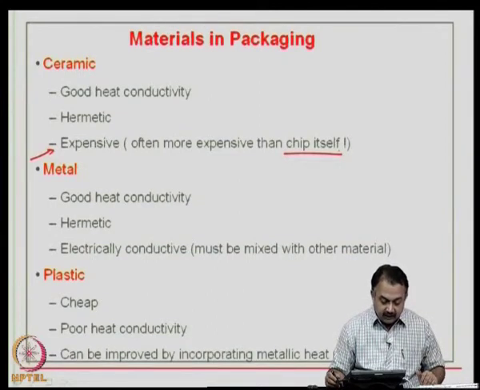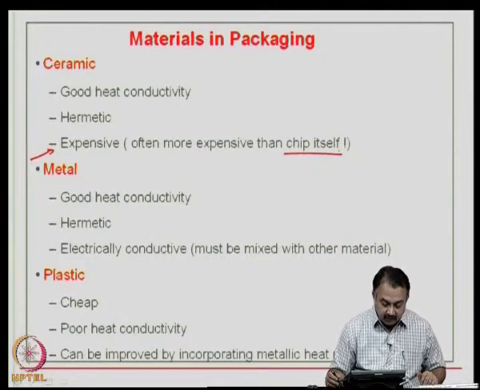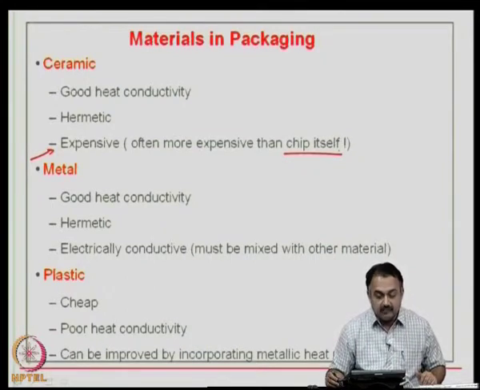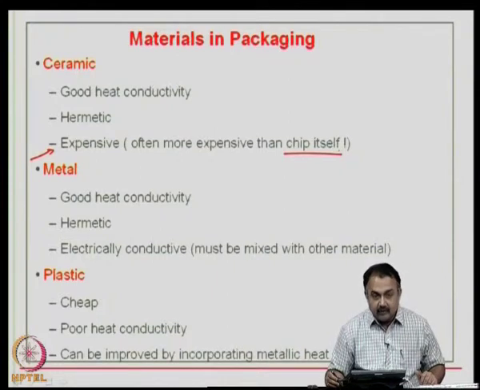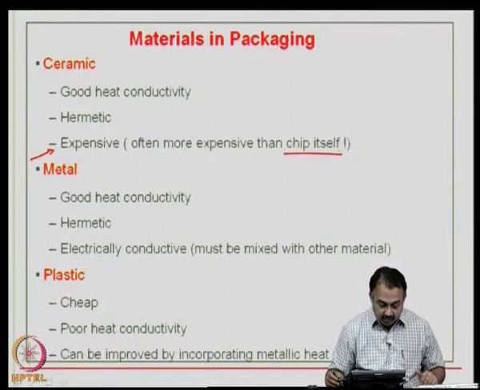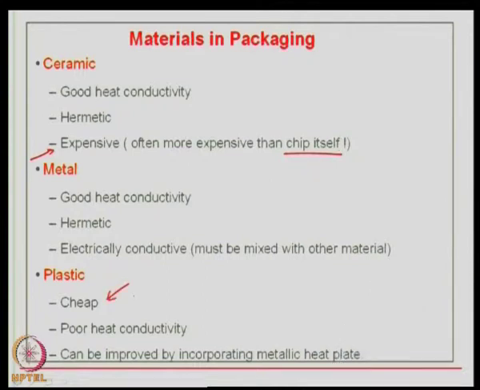Metal packages have good heat conductivity, hermetic sealing, and electrical conductivity. So, therefore, it must be mixed with other material. Plastic is very cheap, with poor thermal conductivity, but you can add fillers and improve the thermal conductivity, and you can also add metallic heat plates to improve the thermal conductivity, because for applications where you have to work in millions of systems and cost is a factor, you will have to go in for plastic packages.